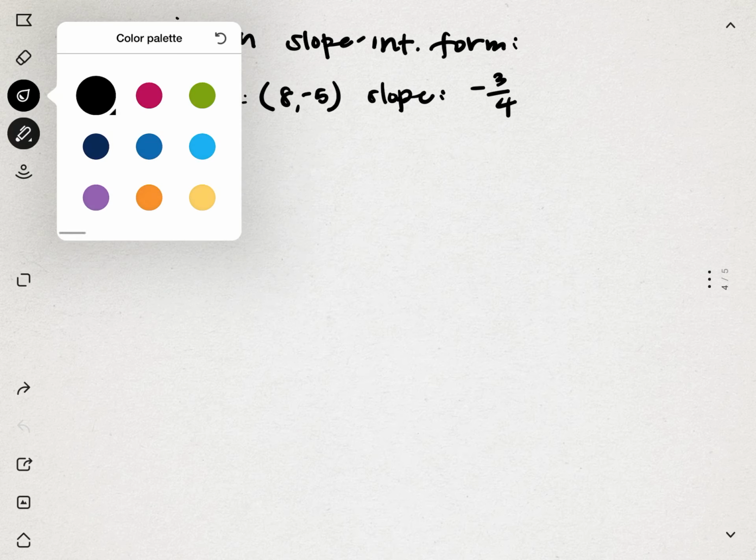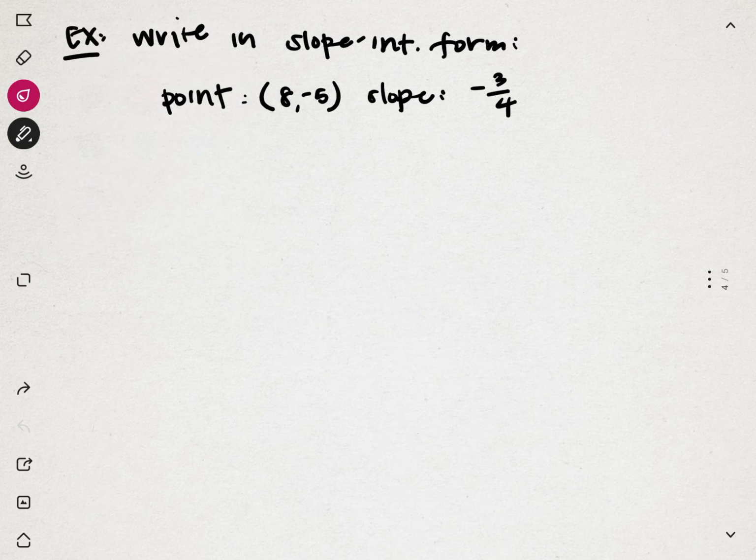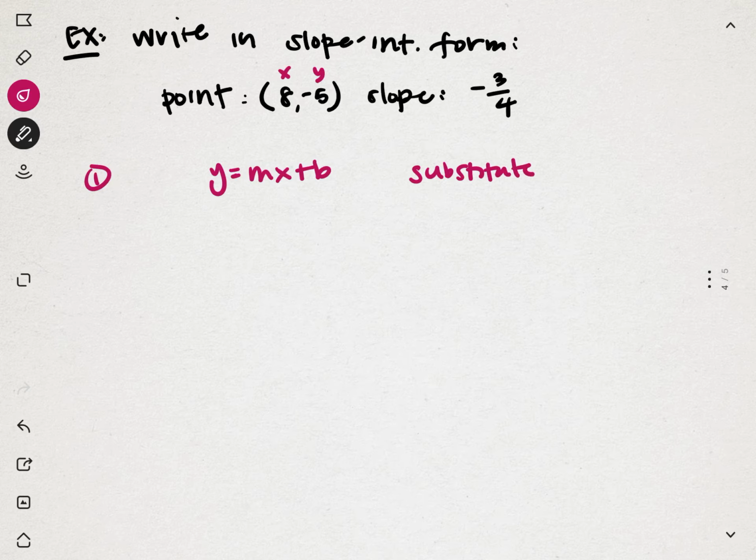Let's do this in red. Okay, so step one, what we're going to do is our points have an x and a y, right? So we have our slope-intercept form, which is y equals mx plus b. So what we're going to do here is we're going to substitute the x and the y from our point. So we're going to plug in here, we're going to plug in there.